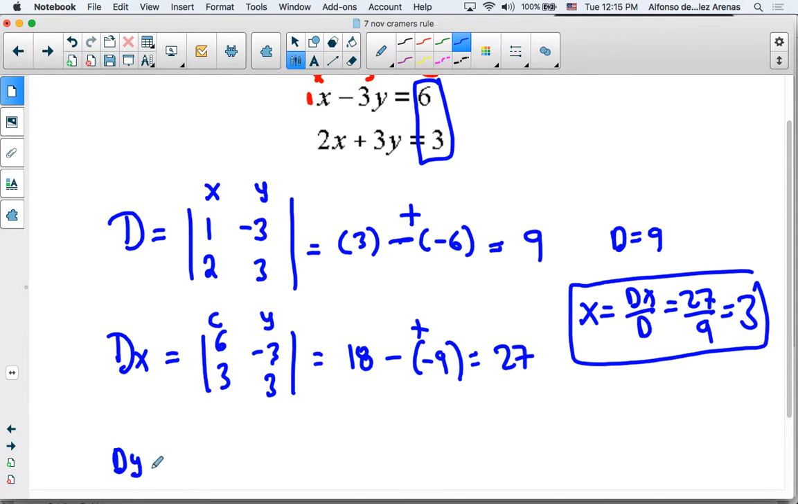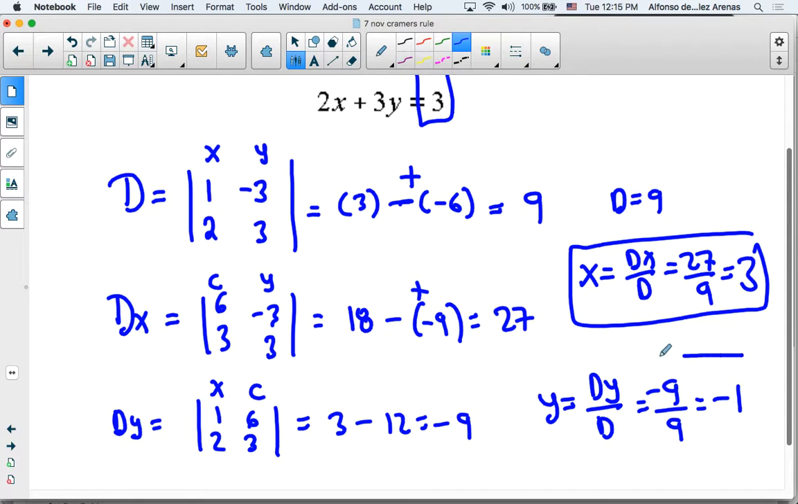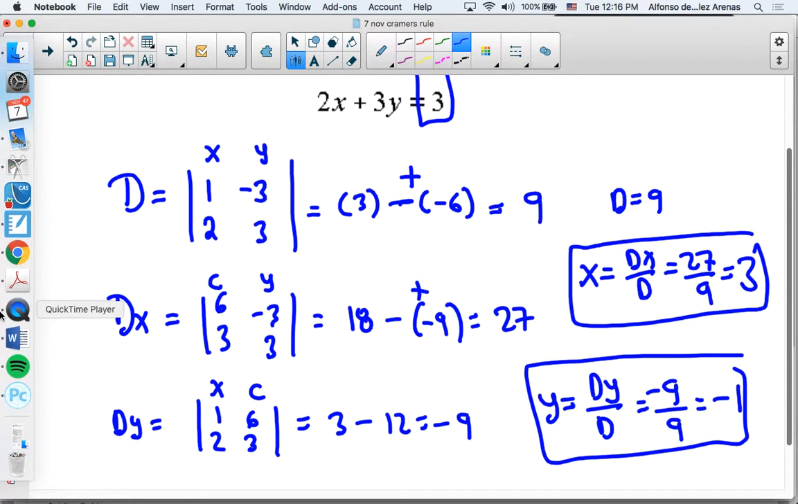Finally, dy. For dy, don't use y, so we can use the x's, 1 and 2. But we don't use y, we have to use the constants, 6 and 3. And repeat the process. 1 times 3 is 3, minus 2 times 6 is 12. That would be -9. So the value of y is dy over d, -9 over 9, and that is -1, and we solve the system.